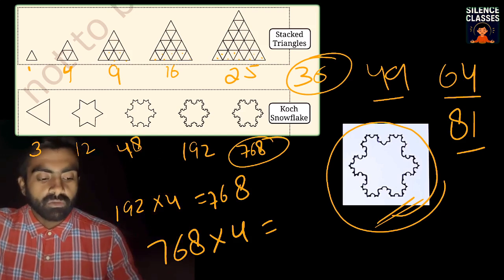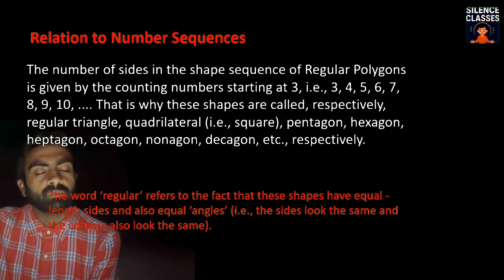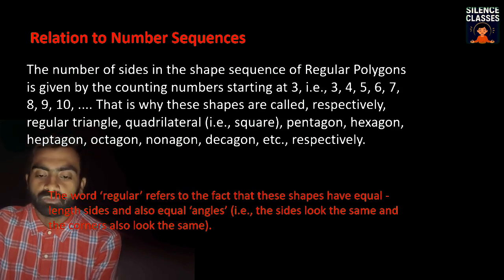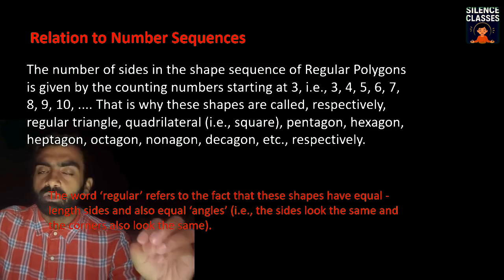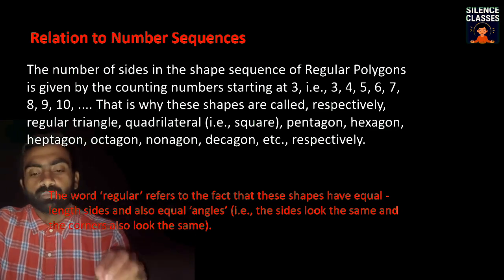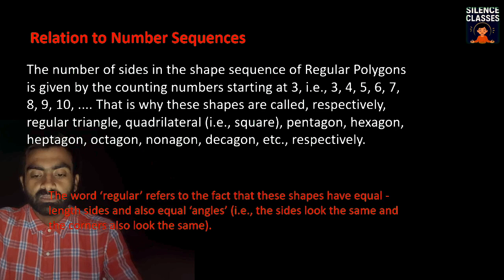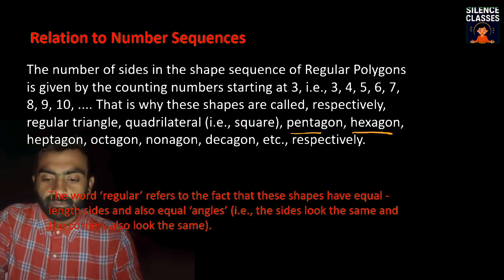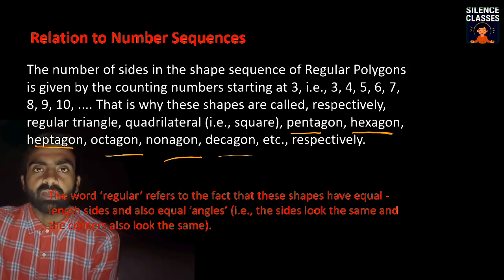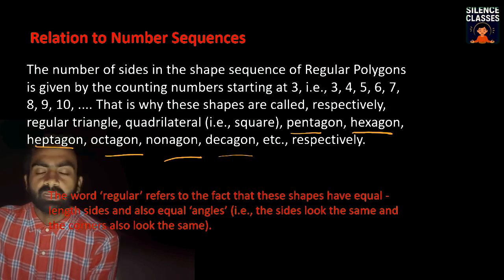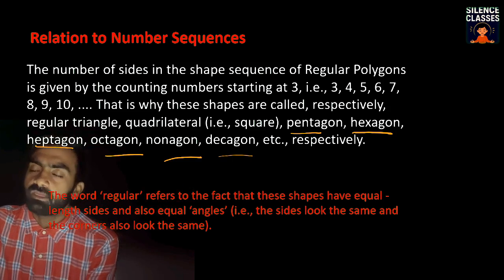Okay, now let's move to the next topic, which relates to number sequences. Number sequences are absolutely the same as the patterns we are using, that is, the regular polygon figures. Over there the counting numbers will be there, like 1 2 3 4 5 6 7 8, which is known as a number sequence. Like we have pentagon, hexagon, heptagon, octagon, nonagon, decagon, like this. Which means 3 4 5 6: triangle, square, pentagon, like this. So we get the same sequence 3 4 5 6 7 8 9 10, which is known as the counting numbers.